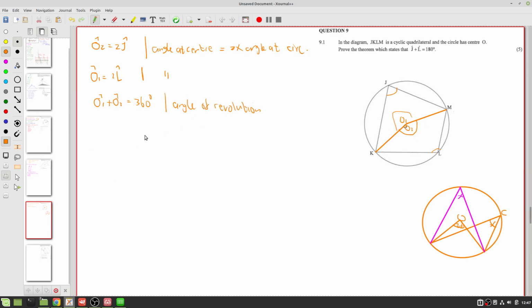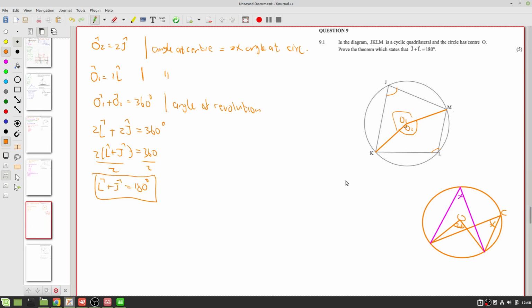Now, we know O1 is 2L, so we can replace O1 with 2 times angle L, plus, and O2 was 2 times angle J, so we can replace O2 with 2 times angle J. And we know that has to be 360. Now let's factor out a 2. So 2 times angle L plus angle J equals 360, and divide by 2 on both sides. If we divide both sides by 2, then we get angle L plus angle J equals 180 degrees.